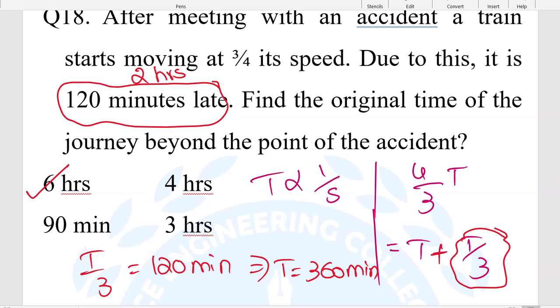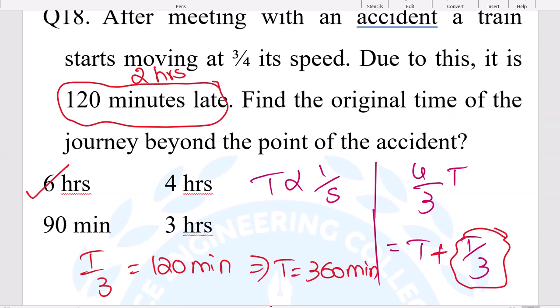Whether the accident is there or not, the distance to be covered is the same, distance constant. As speed is less, time taken is more. When speed is 3 by 4, I can take time as 4 by 3. T is the original time taken. Now we take the extra time over the original time. The extra time is T by 3.